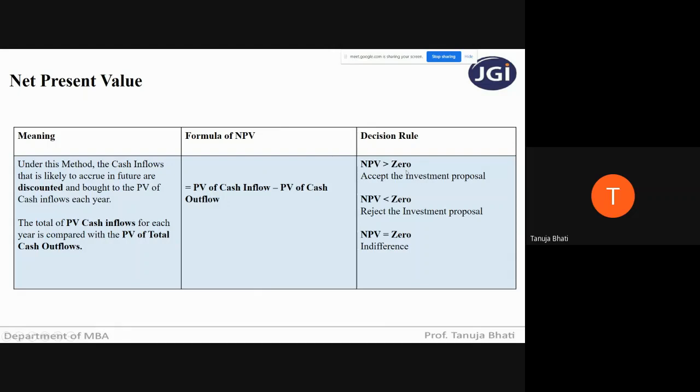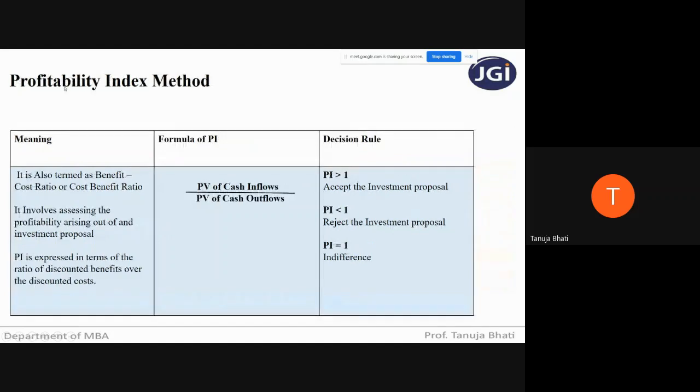They compare both with 0, or they compare both with 1, which is very wrong. Net present value should be compared with 0 to take a decision, whereas your profitability index should be compared with 1. If it is greater than 1, less than 1, or equal to 1, then accordingly take the decision. Again, I'm repeating: NPV is compared with 0, and for profitability index your decision rule will be based on comparison with 1.